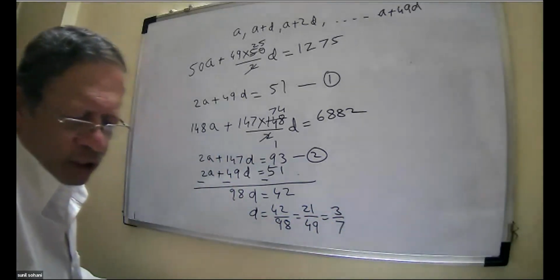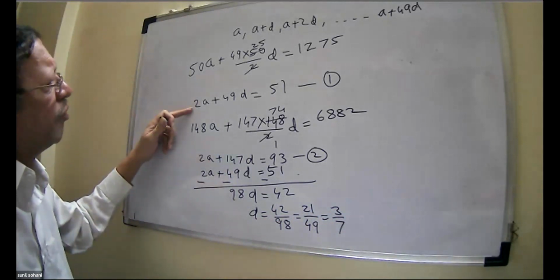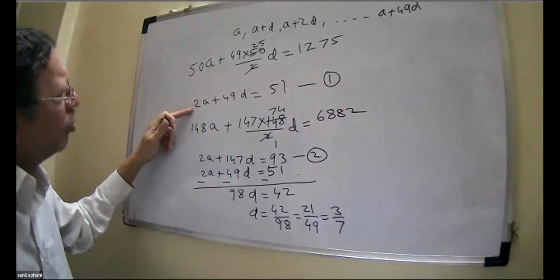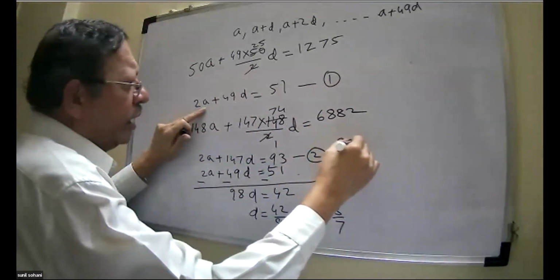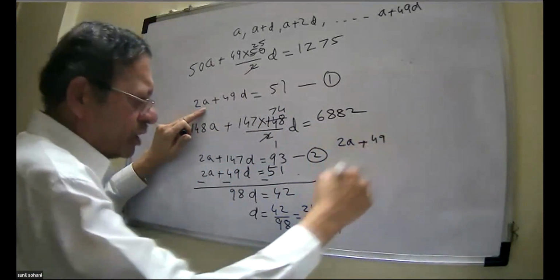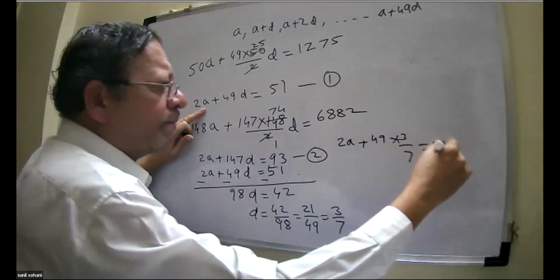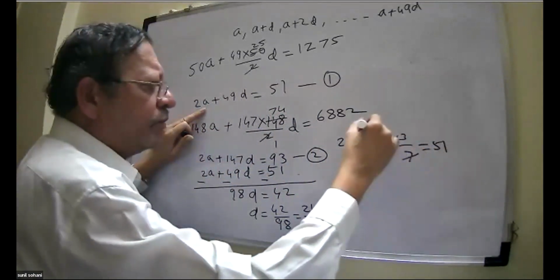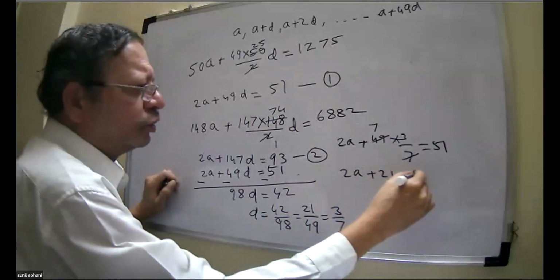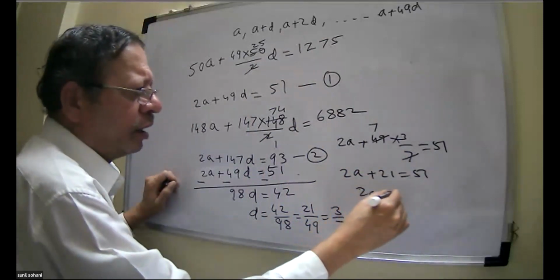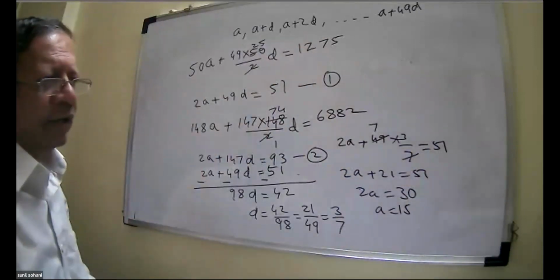And the question asks, what is the first term of the series? So you can use, let's say, equation 1 to get the value of A. So 2A plus 49 times the difference we have found, 3 upon 7, equals 51. So 7 cancels 49 very nicely. So 2A plus 21 is 51. So 2A becomes 30 and A becomes 15, as required in the question.